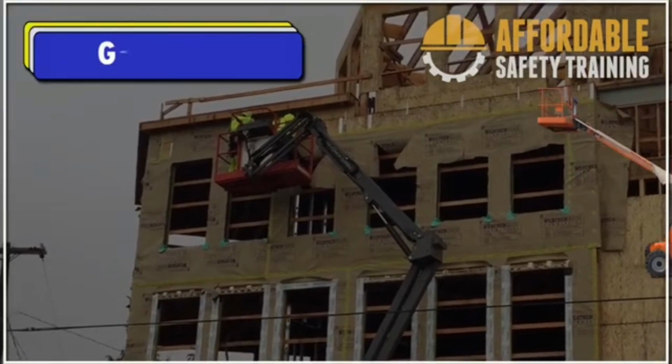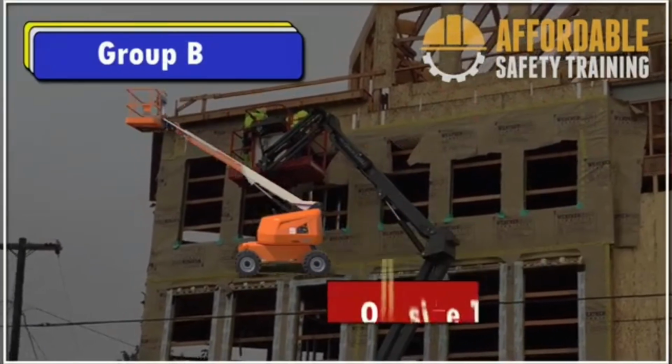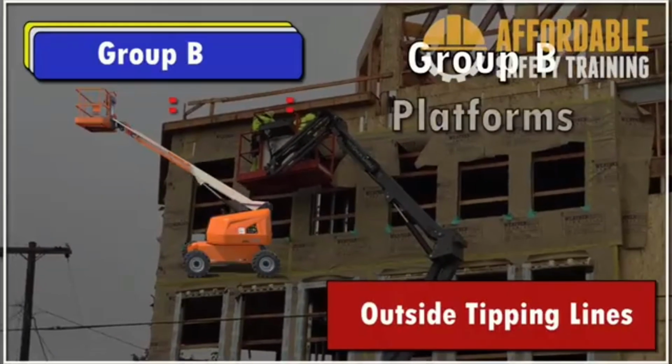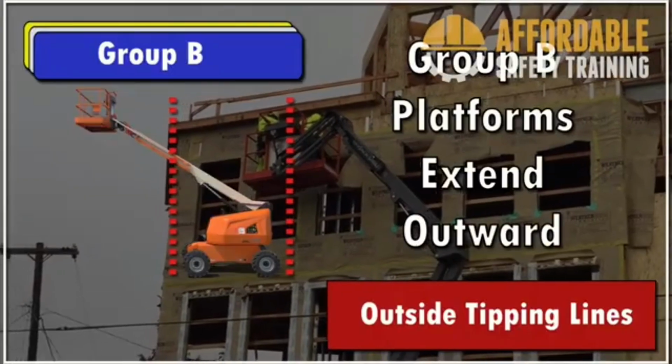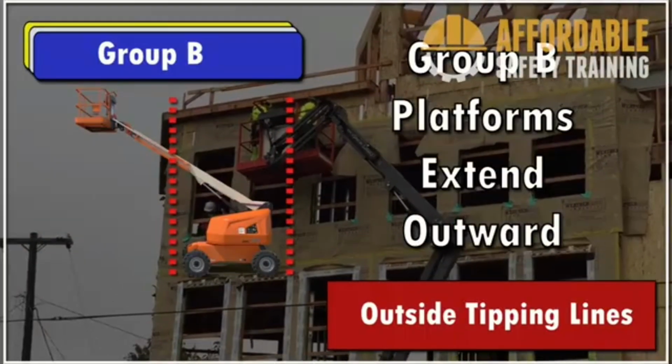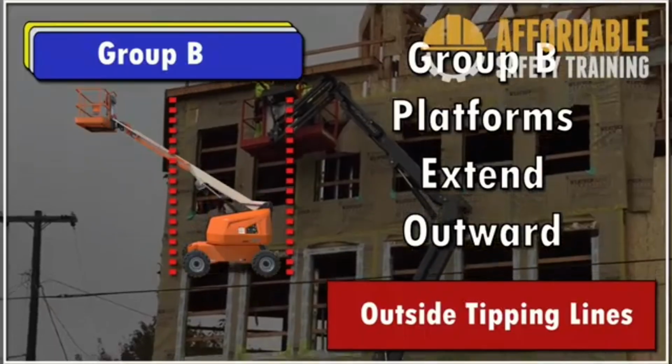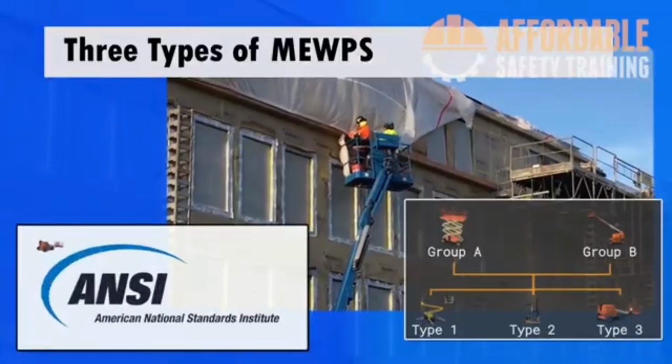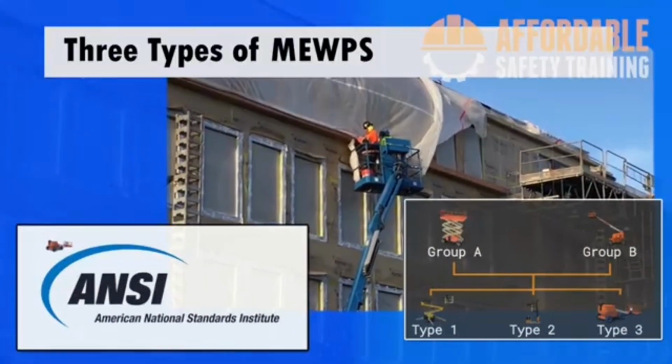Group B consists of aerial lifts where the platform extends past the machine's chassis. A standard boom lift is an example of a Group B mobile elevated work platform. Each group is divided into three types.